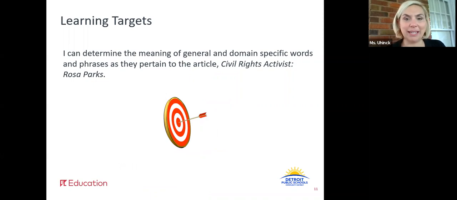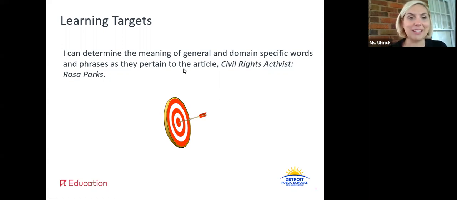All right, so now I want you to look at this learning target. I can determine the meaning of general and domain-specific words and phrases as they pertain to the article Civil Rights Activist Rosa Parks. All right, so let's think about the last thing that we wrote on our note catcher. We thought about, how does this phrase connect back to the main idea of the whole text? Doesn't that go right along with this learning target here? How we determine the meaning of general and domain-specific words and phrases as they pertain, connect back to the article, right? All right, good. Great work.